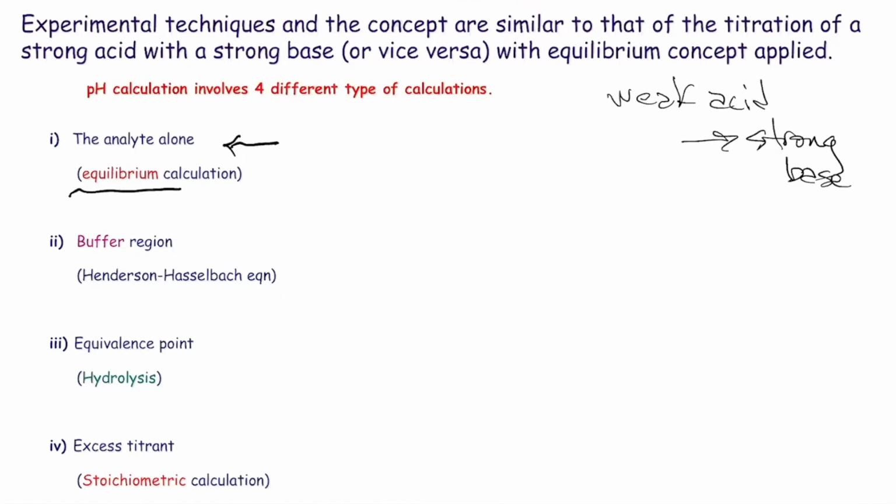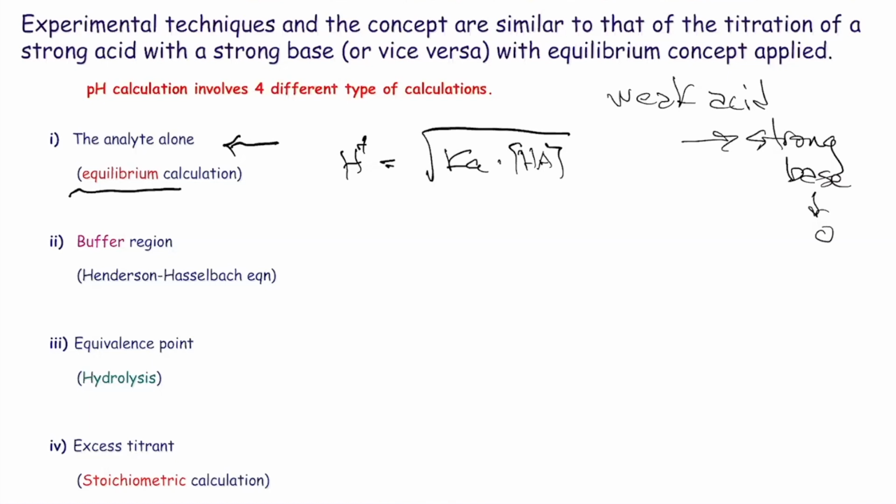So before you even start the titration, when the amount of titrant added is 0, just cut to the chase. You just use that equation. You get the pH right away, or at least you get your hydronium ion concentration right away. Before the titration starts, just calculate the hydrogen ion concentration of that analyte using that equation.